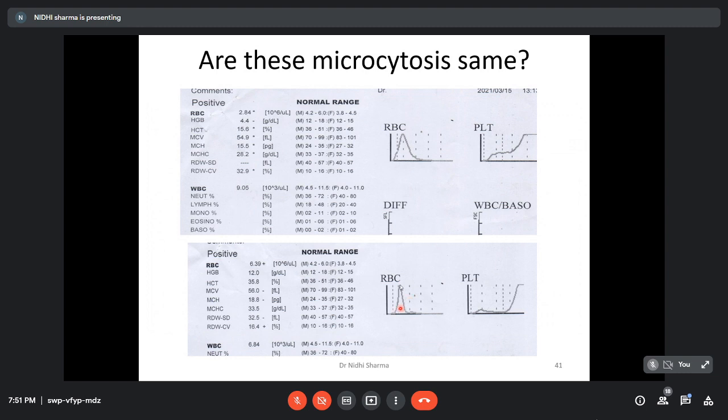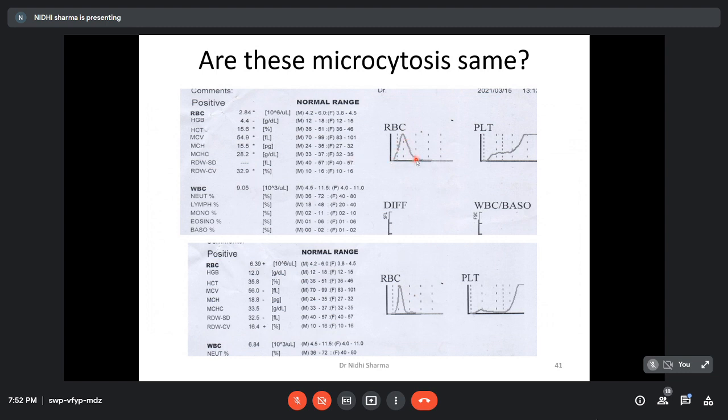Look at the width of these two graphs. This graph is much wider, and this graph is narrow as compared to this. Also, if you look at the number of RBCs, it is 2.84 in this patient, and this is much, much higher, 6.39. So two points are different. We have a microcytic picture, and this width is called the RDW. We'll be talking about it in detail in subsequent slides.